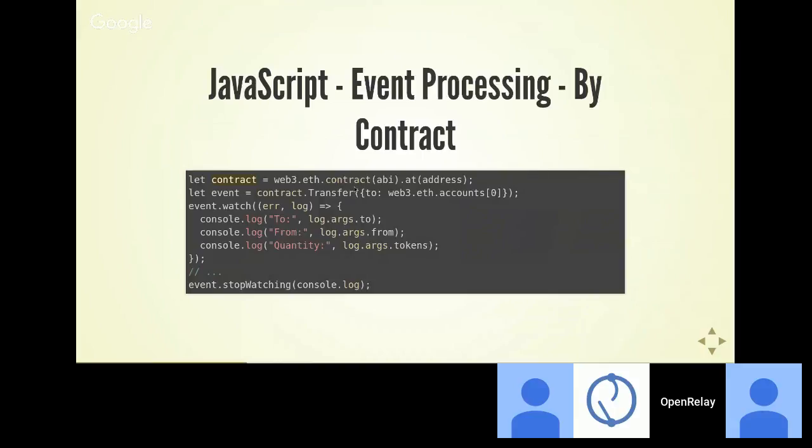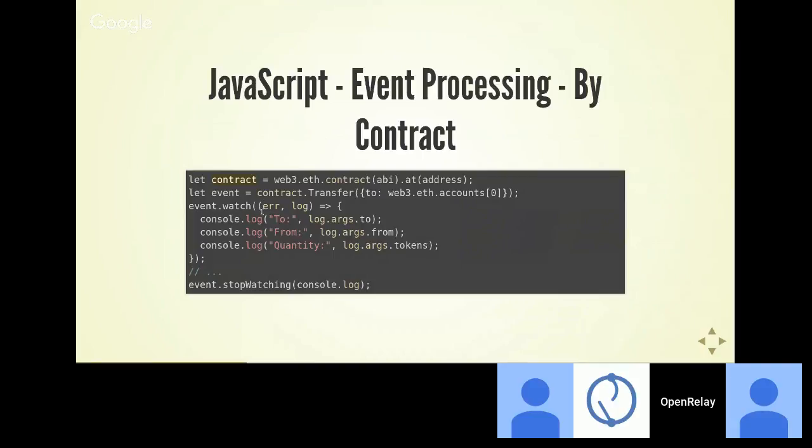events. So if we want to watch for a token transfer event, specifically where the to index of this event is our current Ethereum account, we set up our contract object .transfer to web3.eth.accounts[0], and that will set up an event watcher. We can then say event.watch and give it a callback function.